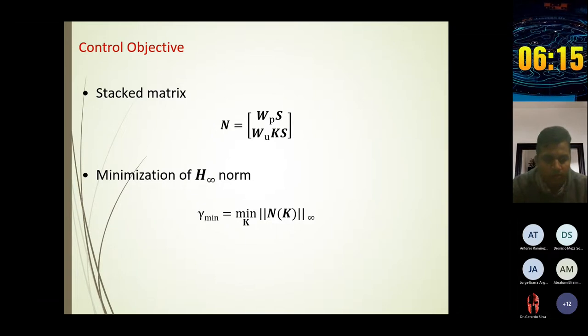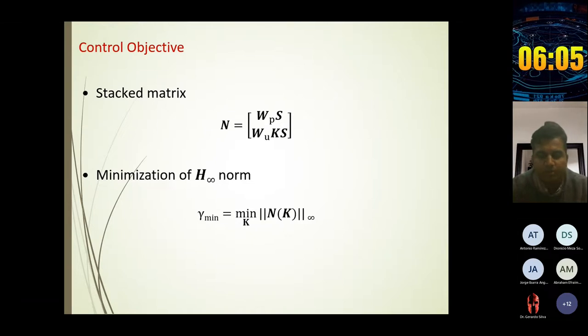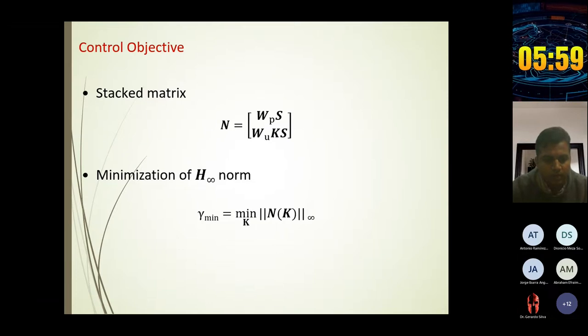So the variable gamma minimum is the H infinity norm of the closed loop transfer functions S and KS that can be tolerated before instability is reached. So gamma minimum is required to be as small as possible in order to achieve better performance. The smaller value will represent better control.